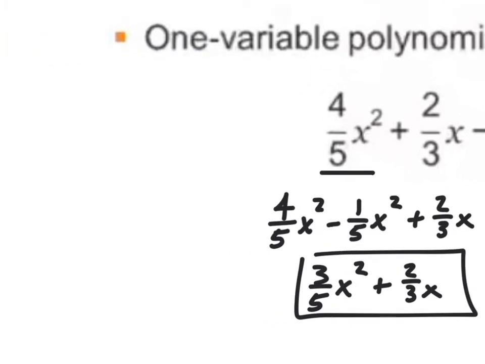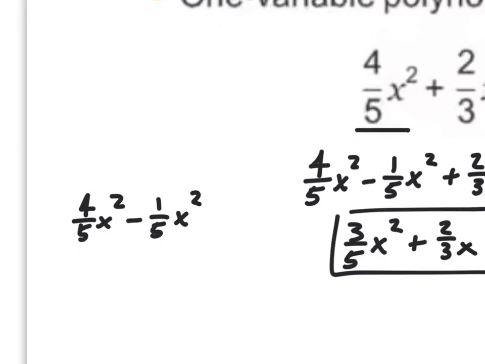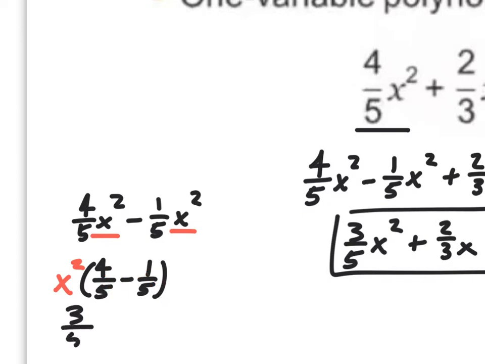Now, another way to think about it, when you take 4/5 x squared minus 1/5 x squared, mathematically I can factor out an x squared, which is the opposite of the distributive property. So what if I did that? If I take x squared, I could factor that out, and on the inside I'm left with 4/5 minus 1/5, okay? And then I can add these two numbers together. 4/5 minus 1/5 gives me 3/5, and then we can just multiply that by x squared, and that's what we got here.